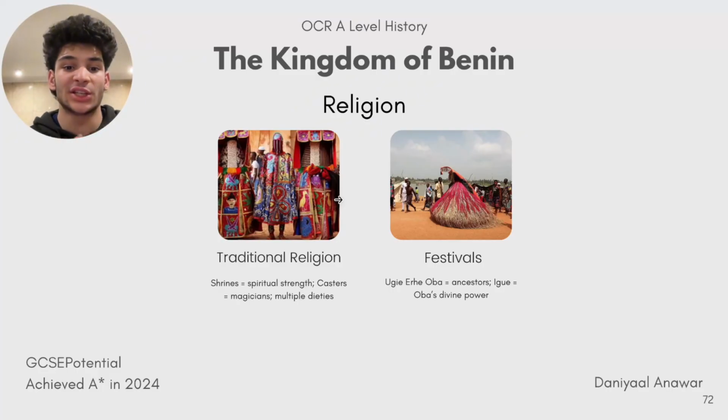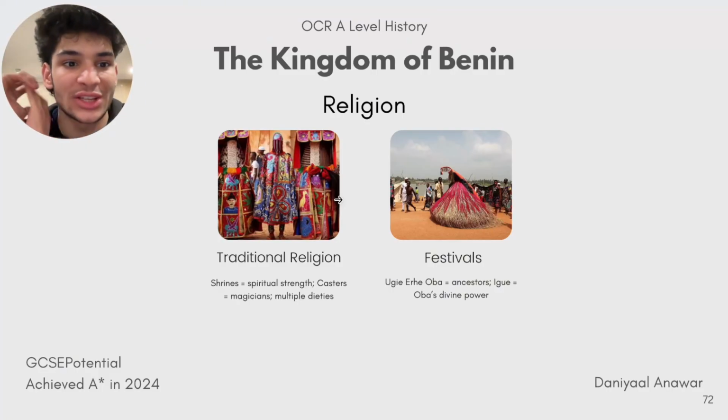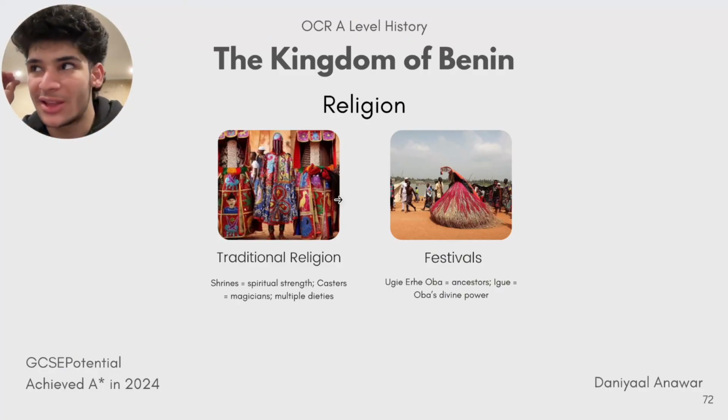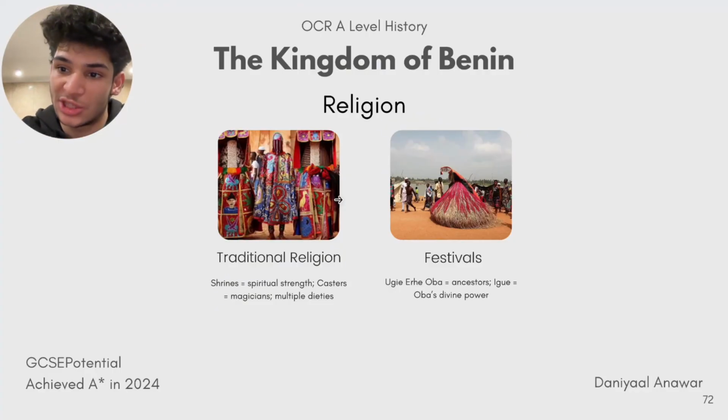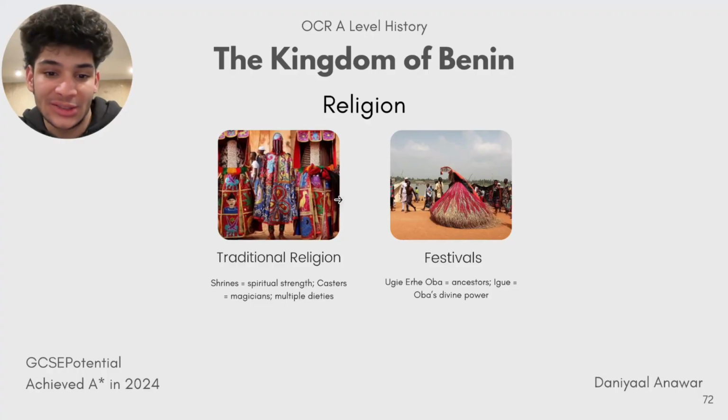Religion, 2 things. Traditional religion and festival. So traditional religion was a big thing in Benin. Benin, I think, was the most resistant to European influence initially. So with regard to traditional religion, there were shrines which were implemented to show like spiritual strength within Benin. Casters were sort of seen as magicians. So there was a lot of belief in like spirituality and like traditional religion, kind of spooky stuff. But that was good because it meant that people connected, they had something grounding them. They were always afraid, I guess.